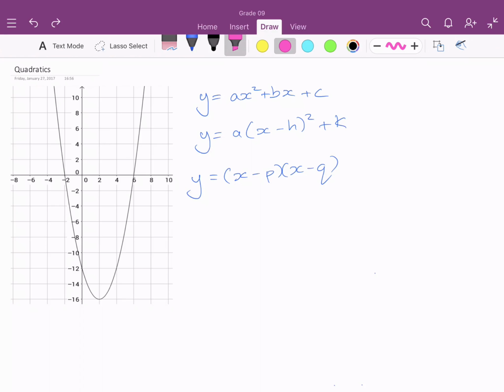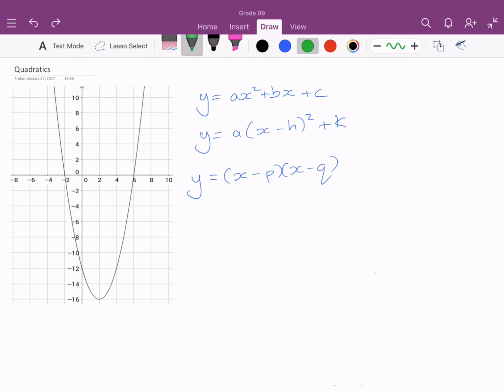Today, we're going to have a look at quadratics and the types of graphs that they have. Now, a quadratic can be written in three different ways. If you have a look here on the screen, we can see the first way, which is y equals ax squared plus bx plus c. And this is what is called the y-intercept form.